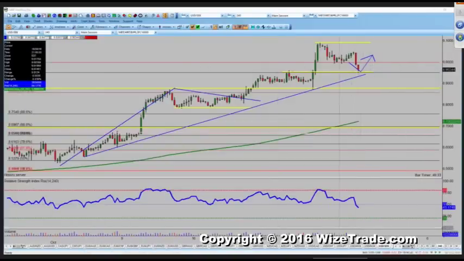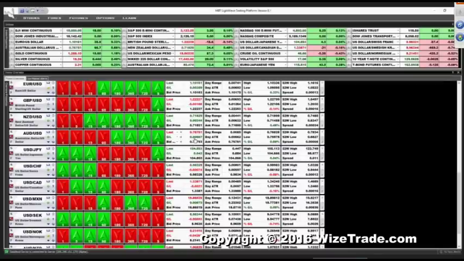All right, guys, the euro dollar is coming back down. I'm still short at 110.11, just sitting in it. Aussie's coming off a little bit. Kiwi's coming off a little bit. Swissy's trying to find some support.